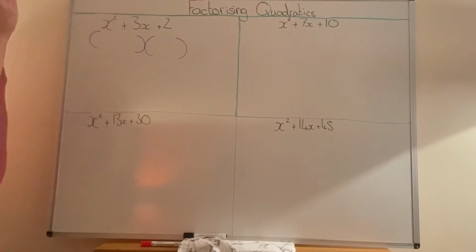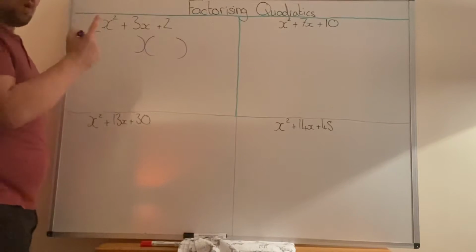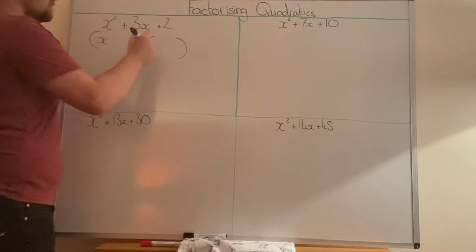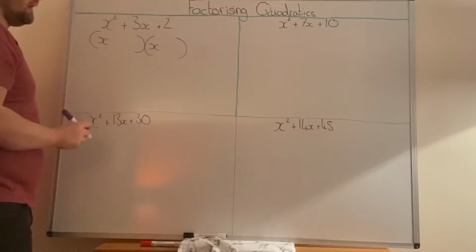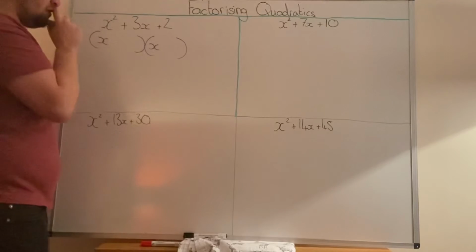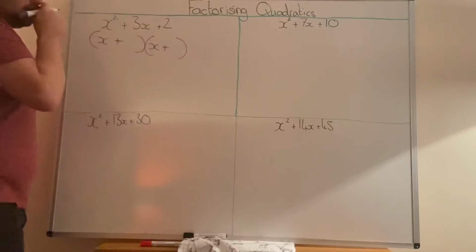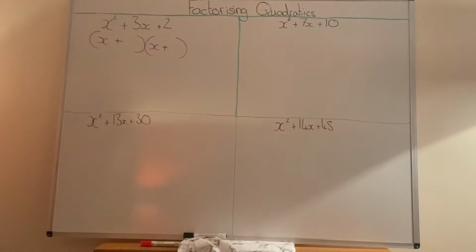Because this is just 1x squared, remember if it's a letter on its own, it just means one of that. You can have x at the start of both. In the middle, there are two pluses, two add signs. If there's two add signs, there's going to be two add signs in the brackets. Now, this is the technical bit. This is the bit you need to look at.